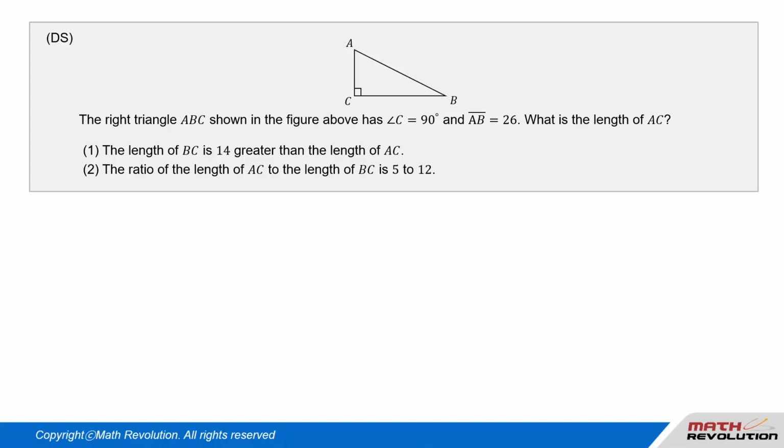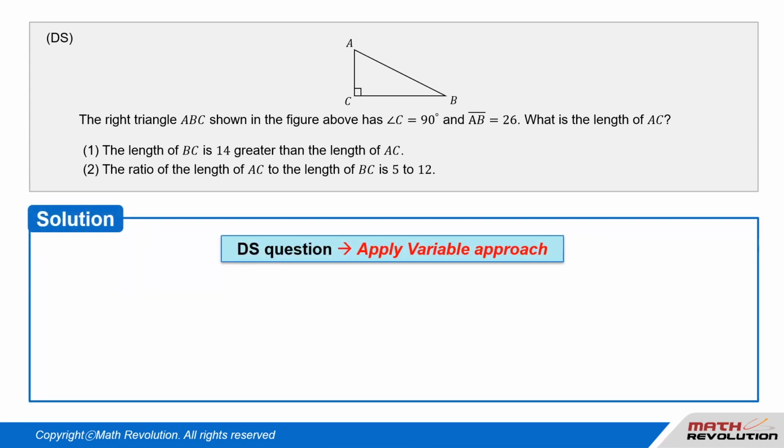Question: DS. The right triangle ABC shown in the figure above has angle C equals 90 degrees and line segment AB equals 26. What is the length of AC? Condition 1. The length of BC is 14 greater than the length of AC. Condition 2. The ratio of the length of AC to the length of BC is 5 to 12.